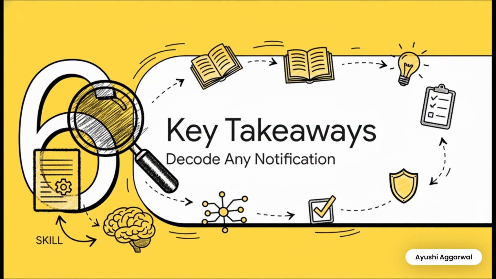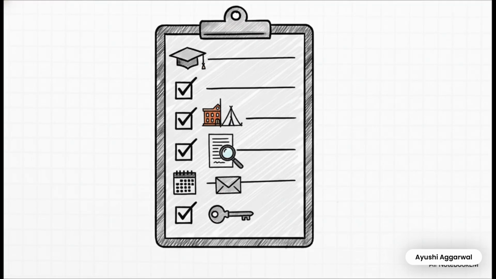So there you have it. We've completely dissected a real notification from start to finish. But remember, the main goal today wasn't just to understand this one notice. It was to build a skill. So let's summarize everything we've learned into a powerful checklist. This is your master checklist. From now on, whenever you pick up any notification, just run through these 5 points.